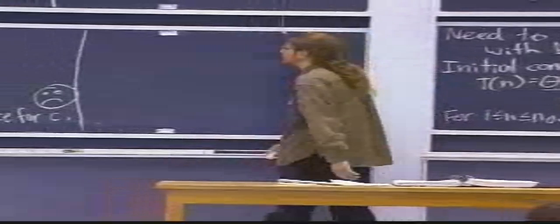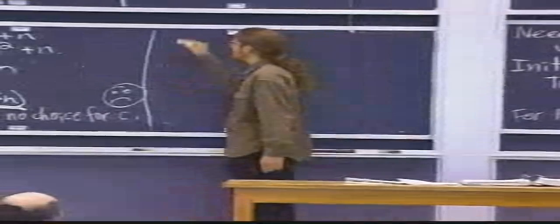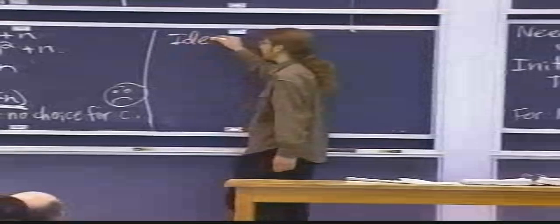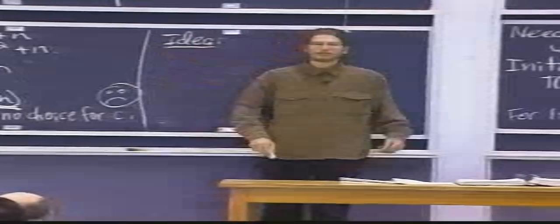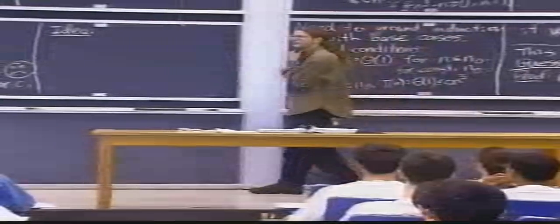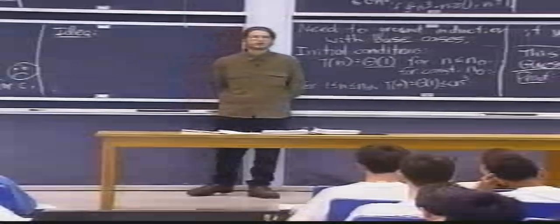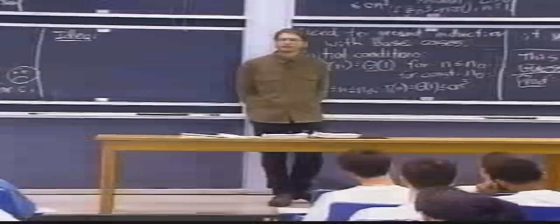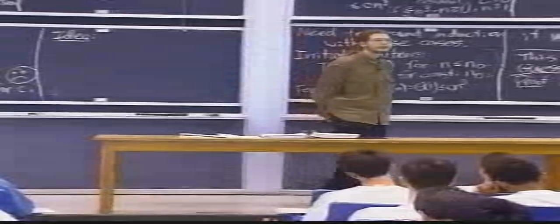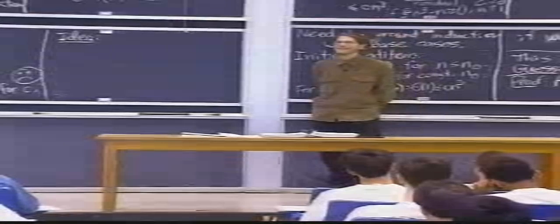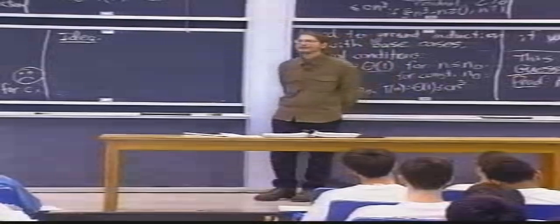So what should we do? We need a new idea. This proof isn't going to work out. We still think in our heads that t of n ought to be n squared, but we need something better. This induction just didn't cut it. Any ideas on what to do next? I won't cheat and look at my notes. So I need your help.